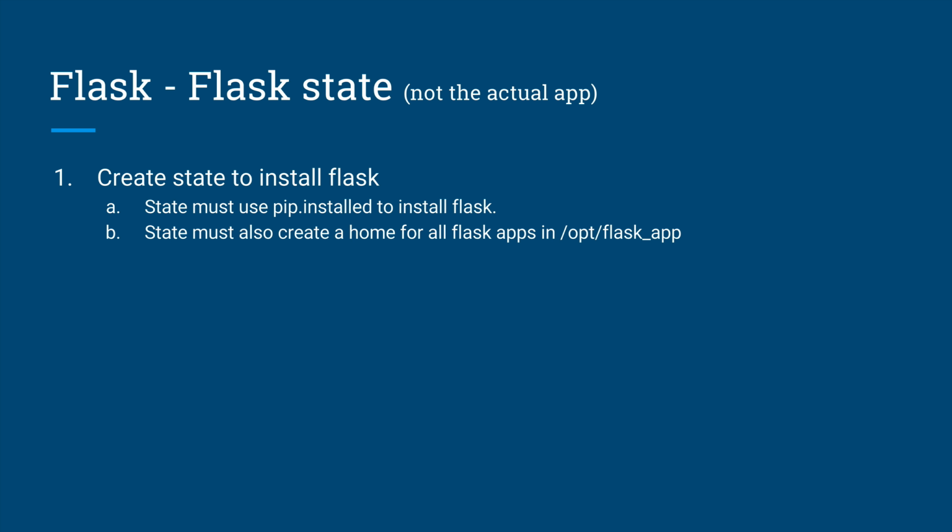So with that said, what we're going to do is create a Flask state, and it's going to install Flask via pip, and it's also going to create the home for all of our Flask apps in opt/Flask app, which we're only going to have one app in right now. This is also going to include the supervisor state, so it will make sure that supervisor is always installed before Flask gets installed. All right, so with that said, let's go ahead and continue.